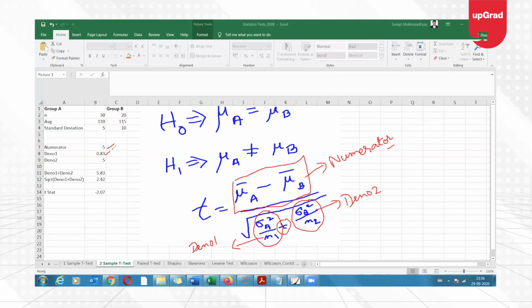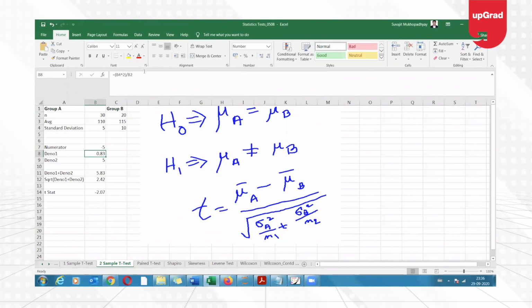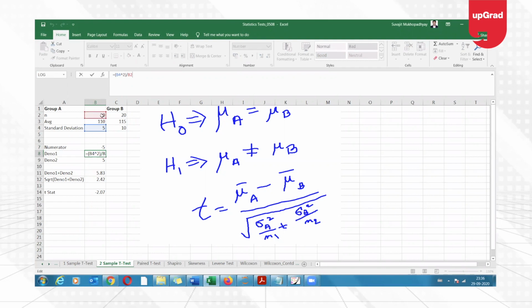So denominator 1 is 0.83, sigma square divided by n1. So sigma square, as you can see, I have taken standard deviation square, which is B4, and divided by B2, which is nothing but n1.